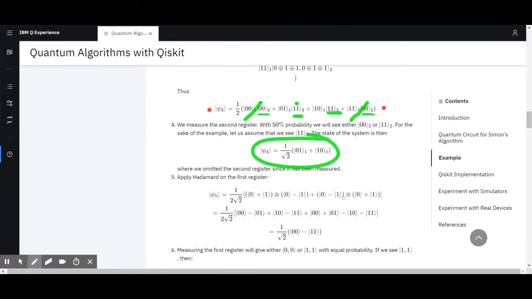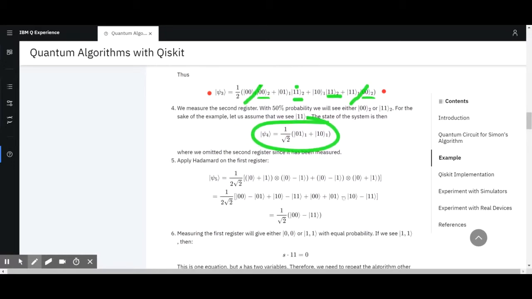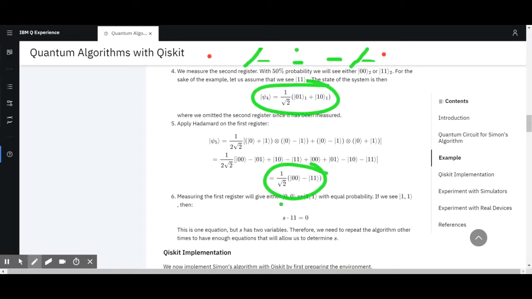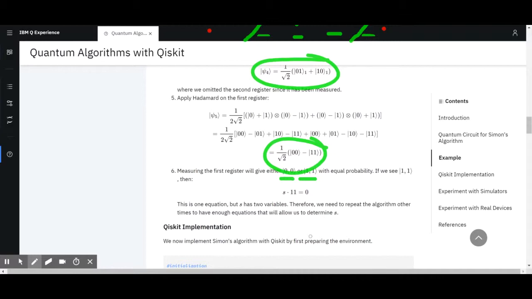Then apply the Hadamard on the first register. We apply a Hadamard on the first register, and you end up with that. Okay, you just apply the Hadamard. Measuring the first register will give either 0 0 or 1 1 with equal probability. If we see 1 1, then S times 1 1 equals 0. This is one equation, but S has two variables. Therefore, we need to repeat the algorithm other times to have enough equations that will allow us to determine S.